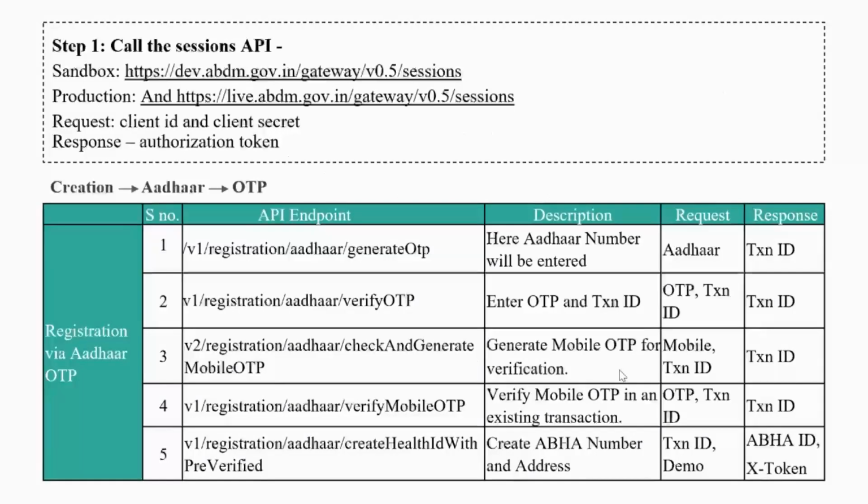Then I'm saying that this API will check and generate mobile OTP. If it is the same, then it will directly move to the create health ID with pre-verified. If it is different, then it will generate a mobile OTP, and then you need to enter that OTP and the transaction ID which you have received in the third API. Got it. Then if it is linked with Aadhaar, we do not need to use the fourth API? No, we need to use the third API, but the fourth API would be used only if your mobile number is not linked with Aadhaar. Okay, got it.